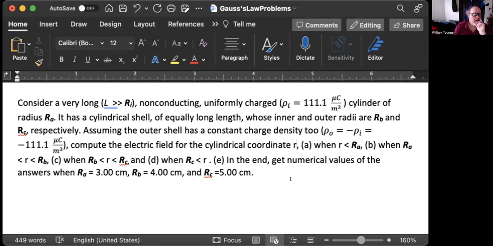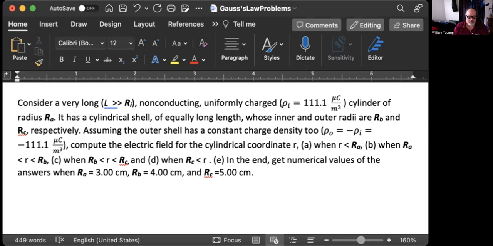In the end, I would like you to get numerical values of the answers for the special case RA equals 3 centimeters, RB equals 4 centimeters, and RC equals 5 centimeters. So that's the problem. I've got it all written out. I've already drawn the original cylinder. I still need to draw my Gaussian surfaces, but other than that, we're good to go.